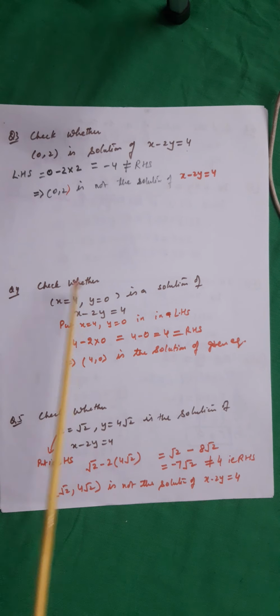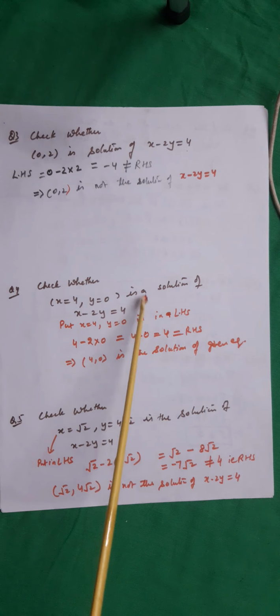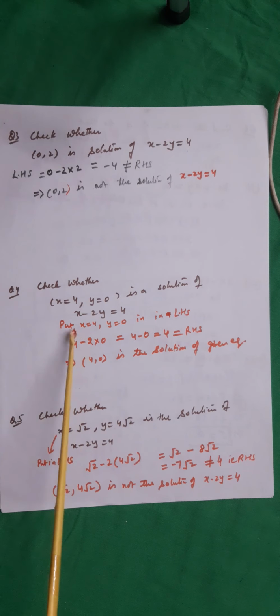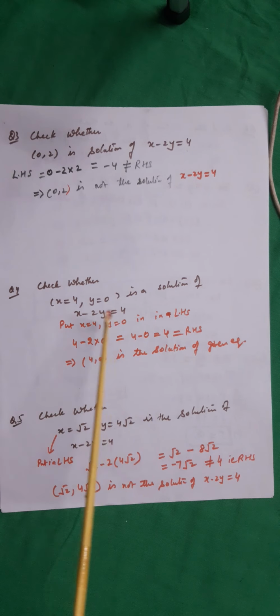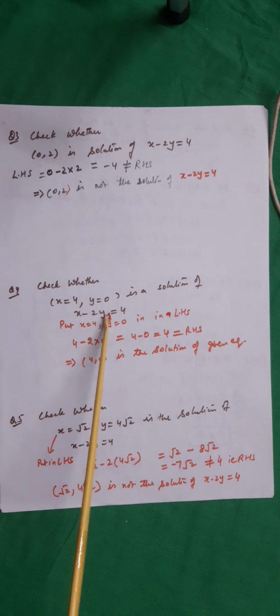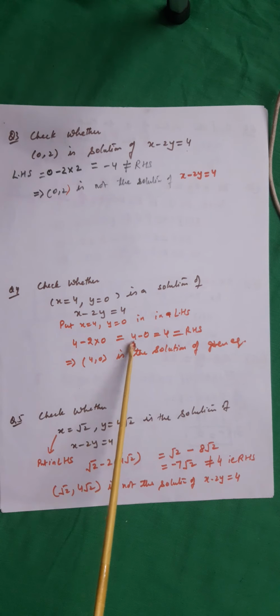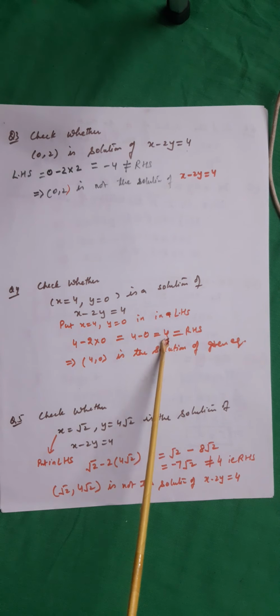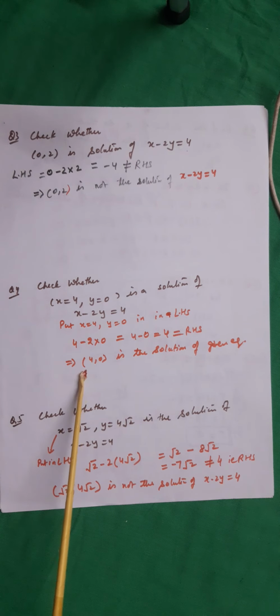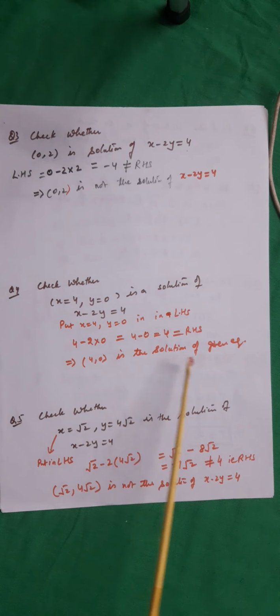Next question, check whether x is equal to 4 and y is equal to 0 is the solution of x minus 2y is equal to 4. Again you put these two values in the left hand side. So we get 4 minus 2 into 0, which is equal to 4 minus 0, that is equal to 4, and that is equal to right hand side. This implies that 4 comma 0 is the solution of the given equation.